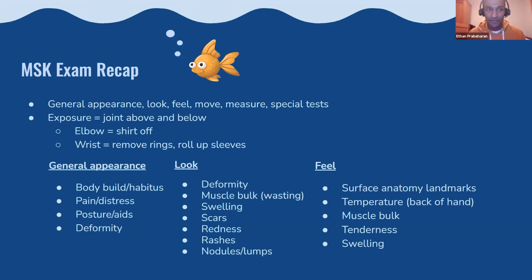When we do different examinations, it's always good practice to have the joint above and below exposed. So when we were examining the shoulder, we had the elbow and the neck exposed, and this principle will hold true for the remainder of the upper limb. So if we're looking at the elbow, we'll generally have the patient's shirt off because we need the shoulder exposed. And if we're at the wrist, rolling up the sleeves is sufficient because we need the elbow and then the finger joints exposed. And so we will need to remove any rings for that as well.